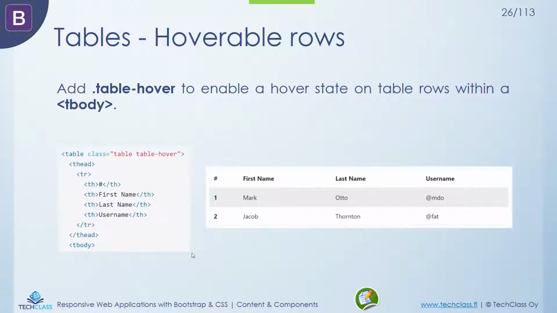And then you see these hoverable rows. So when you have this table-hover, then when you have your mouse over these rows, this line is being added, so the user understands that he or she is pointing at this specific row. Sometimes for selection it is also very necessary.